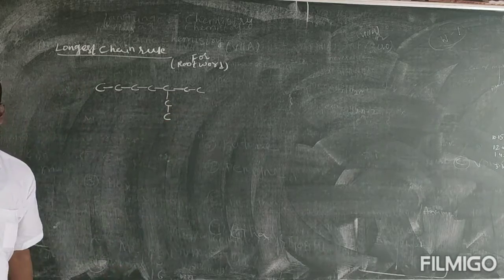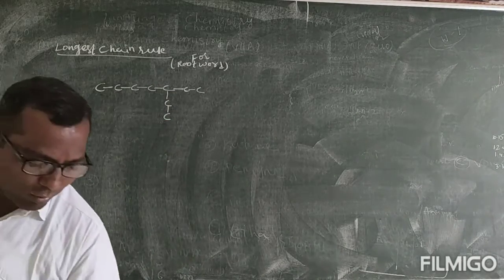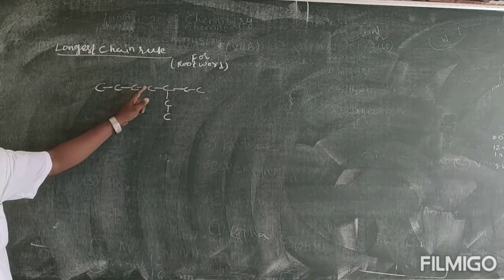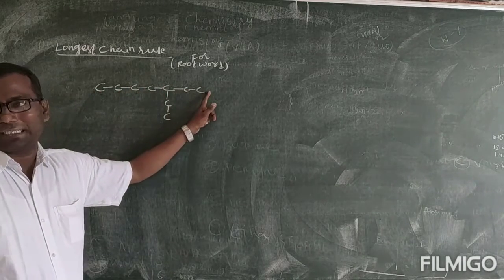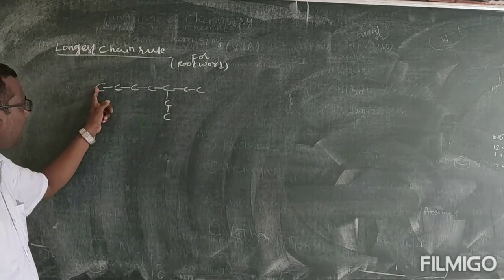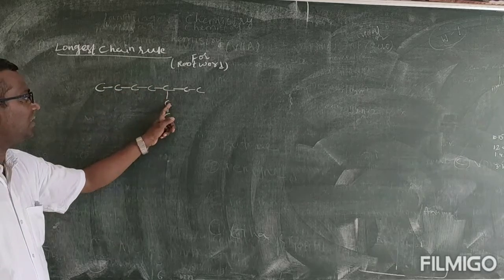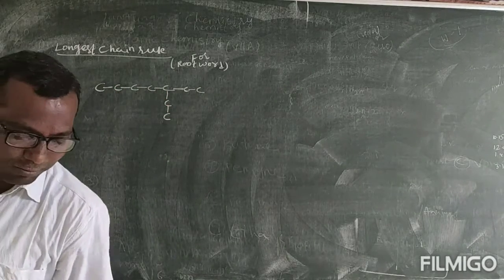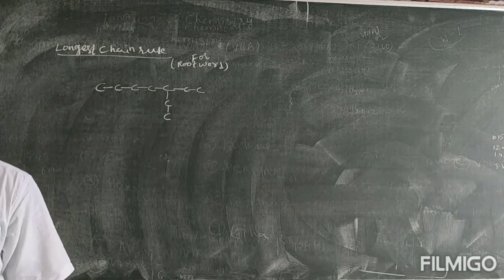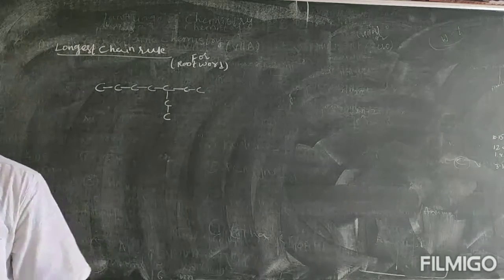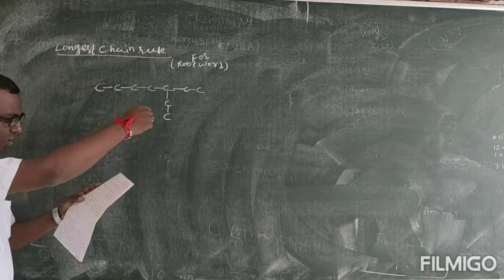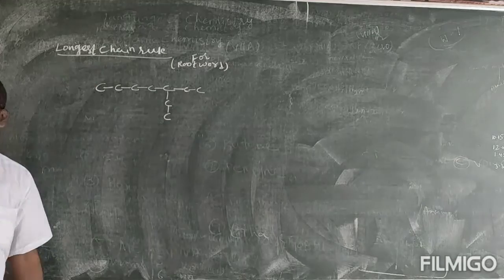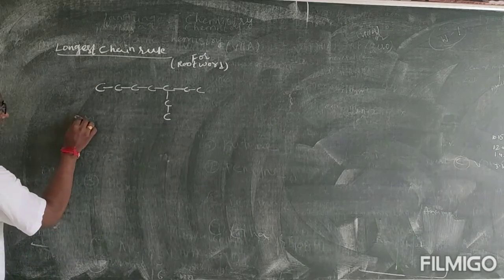Now, how to name the root word of this compound? See here, 1, 2, 3, 4, 5, 6, 7 it is coming. And if you count like this, 1, 2, 3, 4, 5, 6, 7 it is coming. So what is the name you have to give for this? So how we will give it: we call it the structural formula.